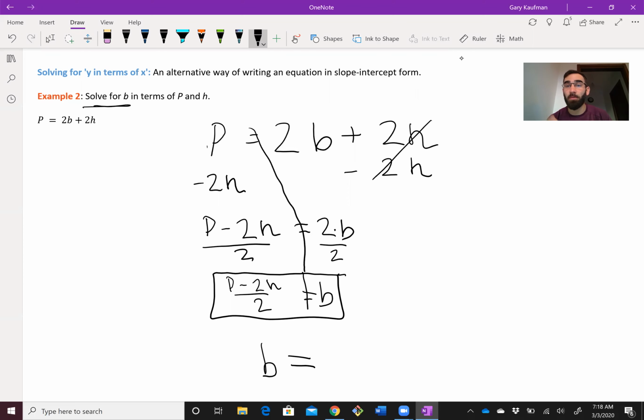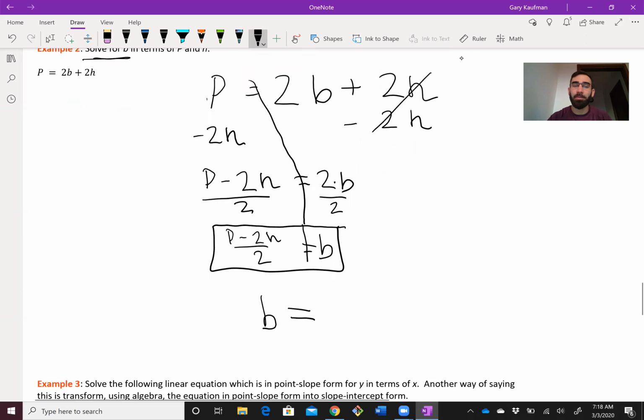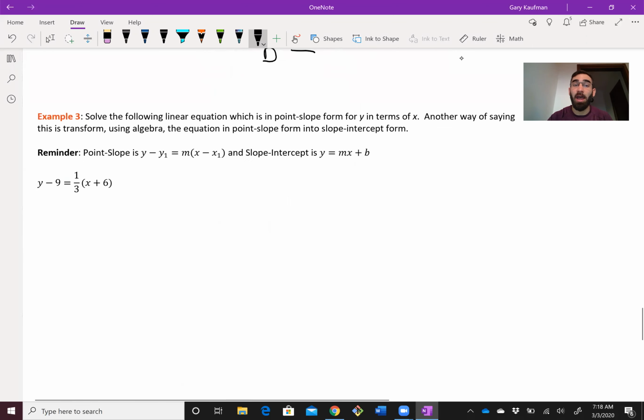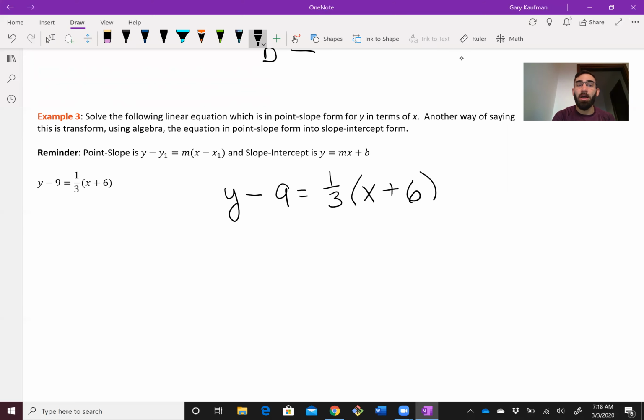But we're now going to see how we can use that with linear equations. So I have another example that I'm going to do. Here is an equation in point-slope form. y minus 9 equals 1/3 (x plus 6). Our goal is to solve for y, so to get y equals something with x. Another way of saying this is get to slope-intercept form.